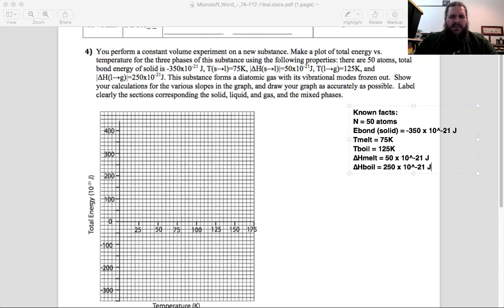We also know it's monoatomic in solid or liquid, but when it vaporizes, it forms a diatomic gas with no vibrational modes. So it looks like that's everything we know about this substance. And we want to make a graph of energy versus temperature. Any questions on that so far?